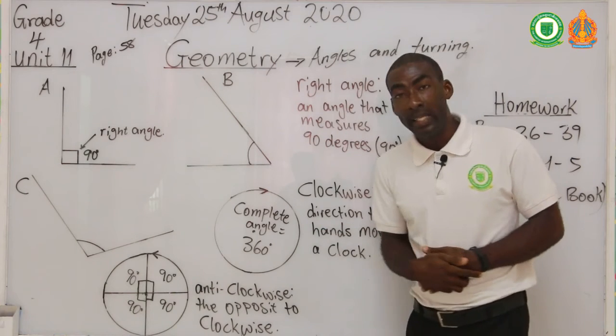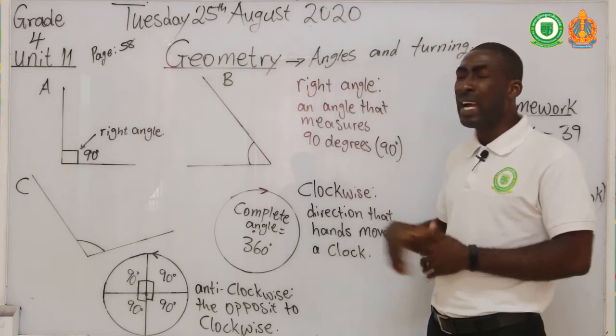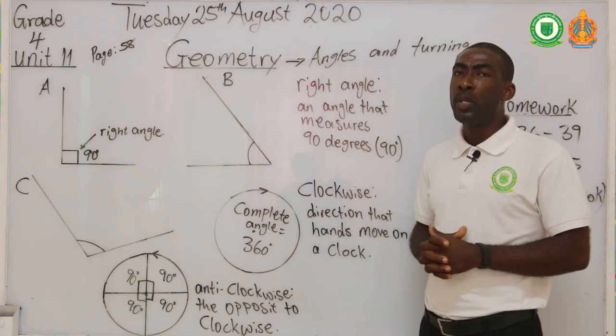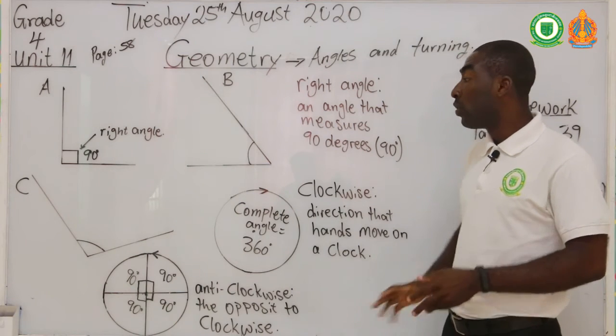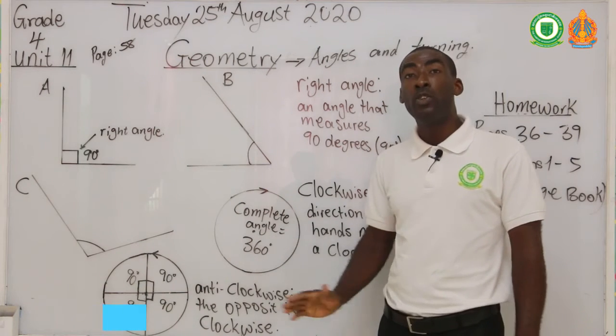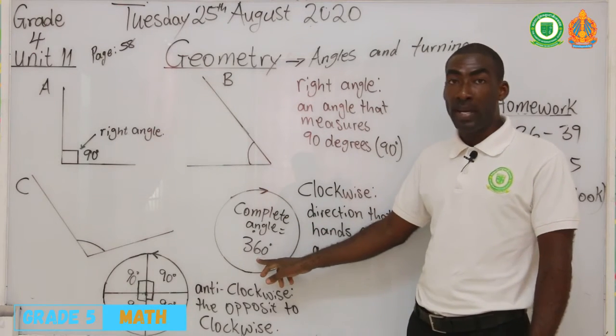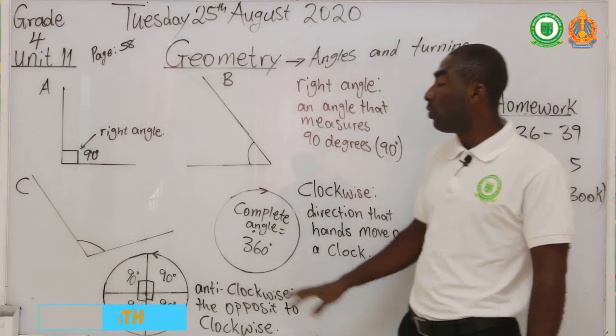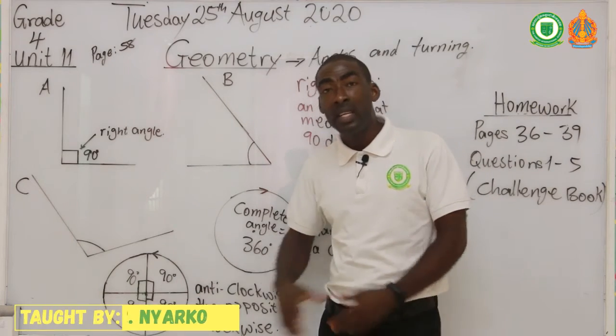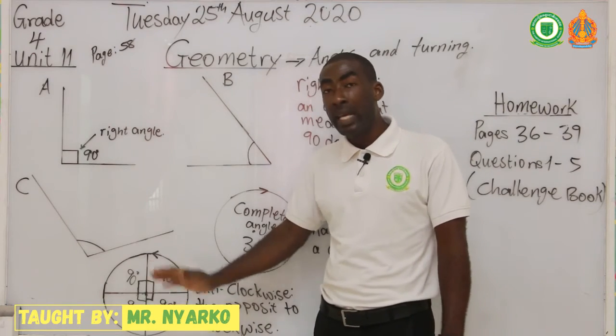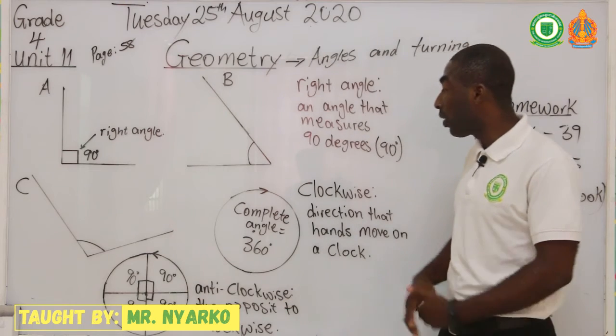We've also learned that a complete angle will always give you 360. So when you have a question that is asking you for half of a complete angle, that means you have to divide this by 2. If it is asking you for a quarter, that means you have to divide by 4, and that will always give you 90 degrees.